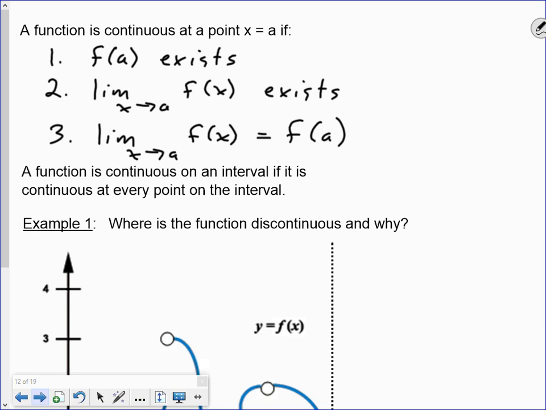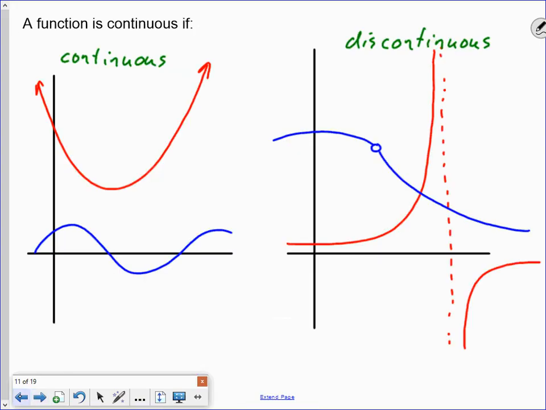Now, we say that a function is continuous on an interval if it is continuous at every point on that interval. So these functions that I drew over here on the left-hand side are continuous for all real numbers. These functions that I've drawn over here on the right that are discontinuous could be continuous for a particular interval. If we're looking at this red function and I was just looking at the interval from here to here, it's continuous on that interval, but it's not continuous everywhere on the domain of the function.